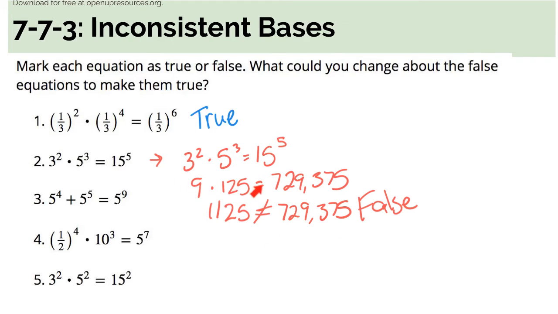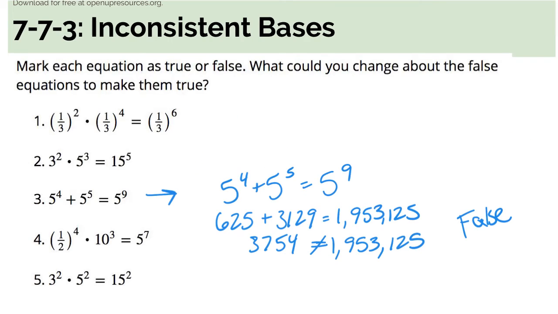If I use a calculator on this, I'll see that my left-hand side is not going to be equal to the right-hand side. How can I change them to make them true? I could make the bases the same. So if I had 15 squared times 15 to the third, that's going to be the same as 15 to the fifth because I could add the exponents. Number 3 is also false. Again, if I use a calculator, I can see that the left-hand side is not going to be equal to the right-hand side. How could I make it true?